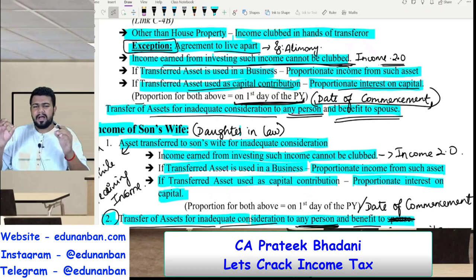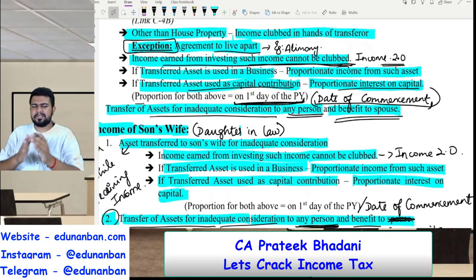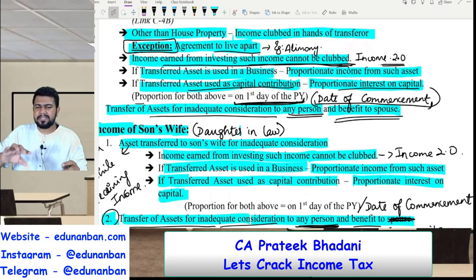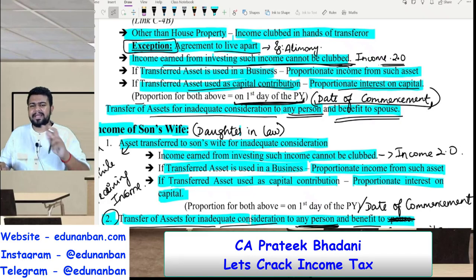However, this proportion should be taken on the first day of the previous year, that is on 1st April, or if it's a new business, it should be taken on the first day of the business. So if the business starts on 1st July and I'm giving my wife a gift of rupees 2 lakhs and she is putting it in the business on 1st July itself, then take the proportion from 1st July itself.